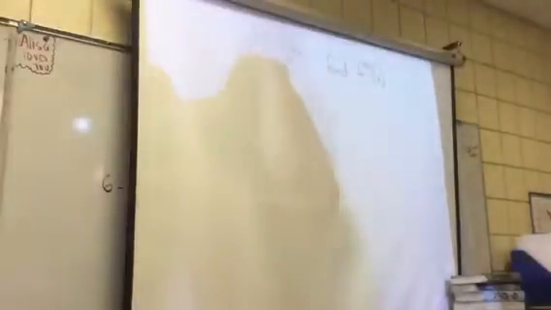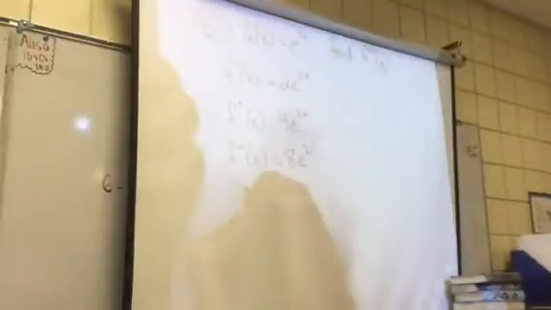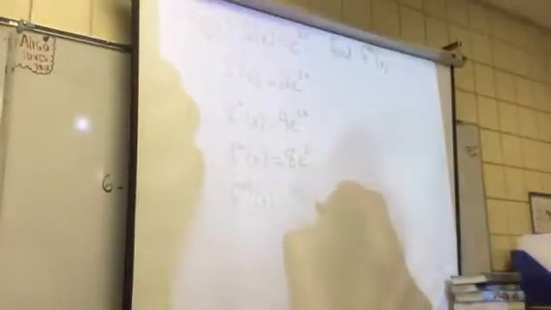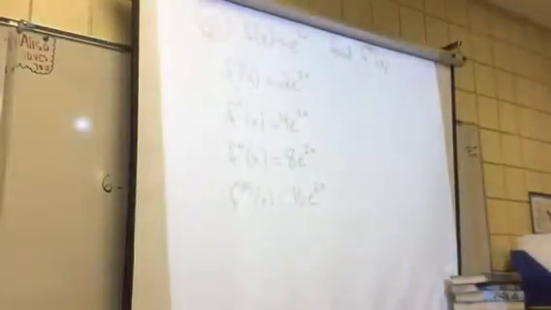So your first derivative would be 2e to the 2x. What would be your second derivative? 4e to the 2x. What would be your third derivative? 8e to the 2x. What would be the fourth derivative? 16e to the 2x. So are we noticing a pattern here? Yes. What is it that stays consistent? The e to the 2x.